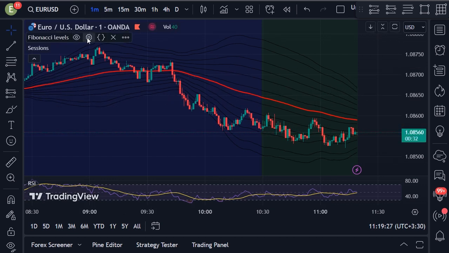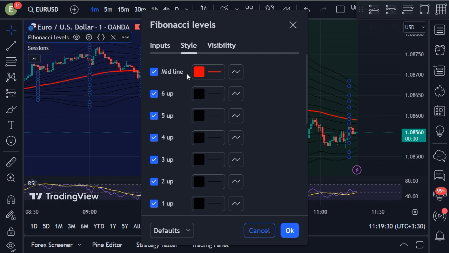First, go to the Fibonacci level settings and enter the style section. Uncheck the items I have selected and change the color of these lines as desired.